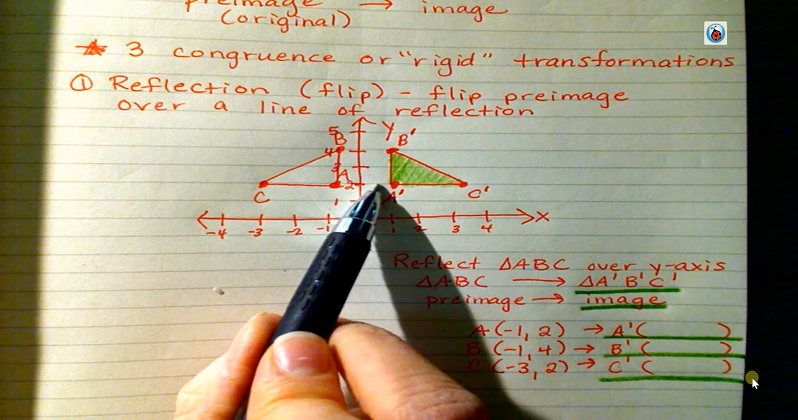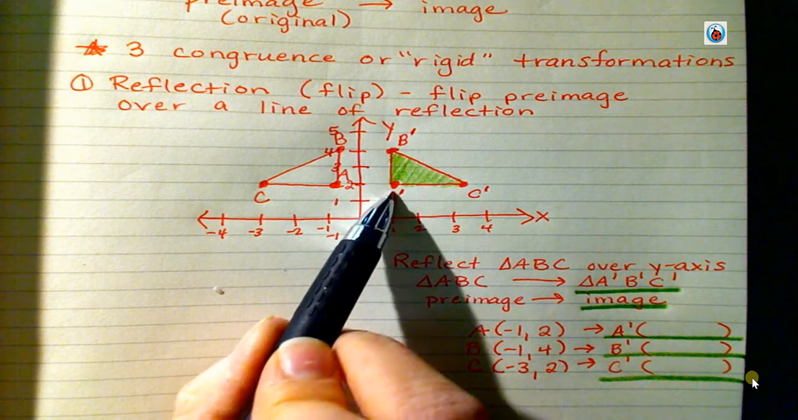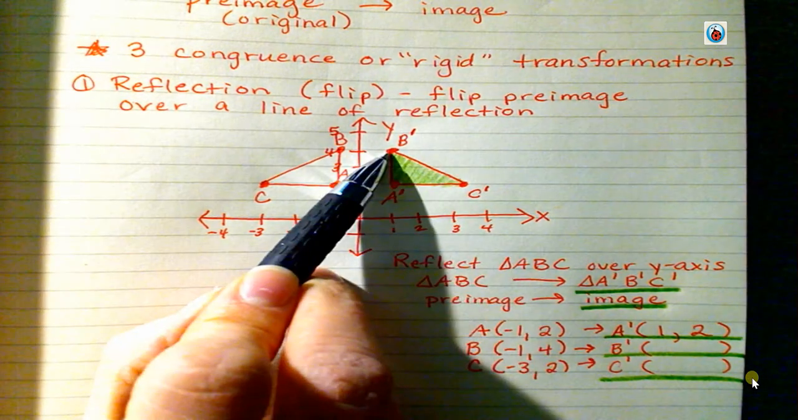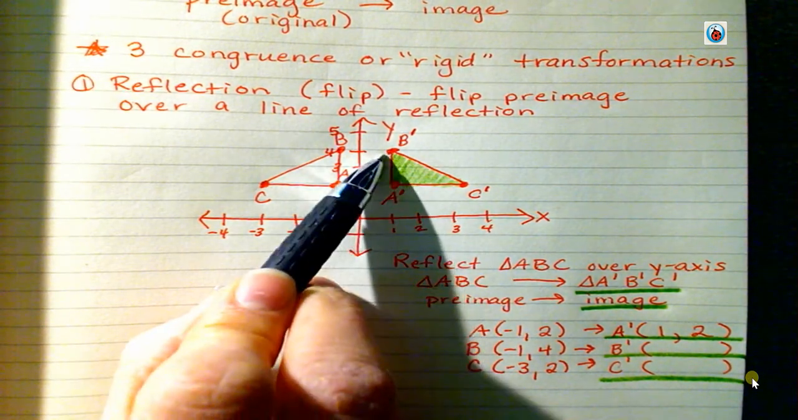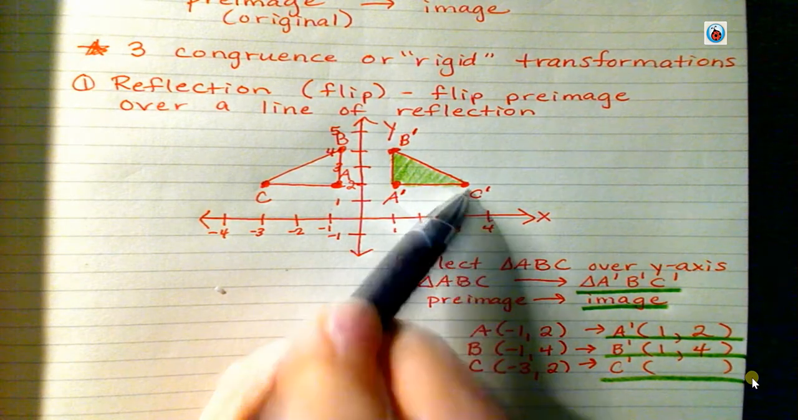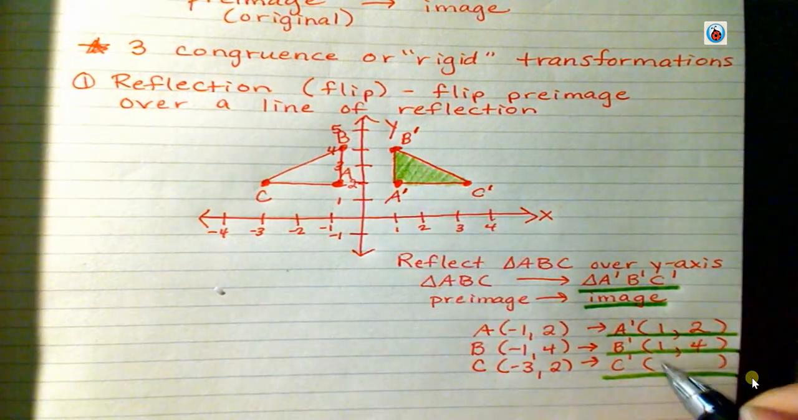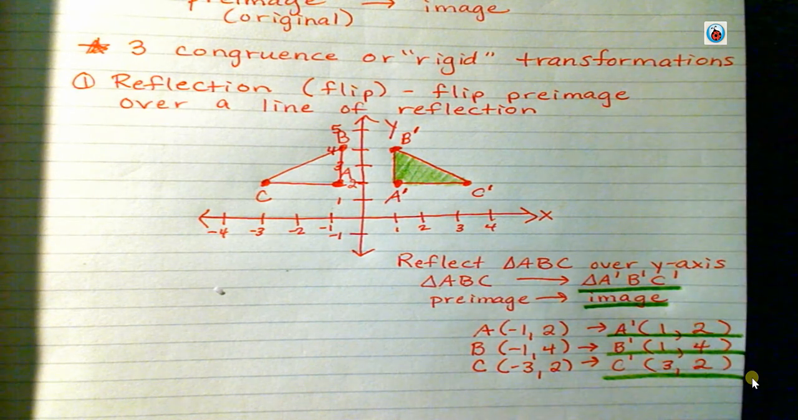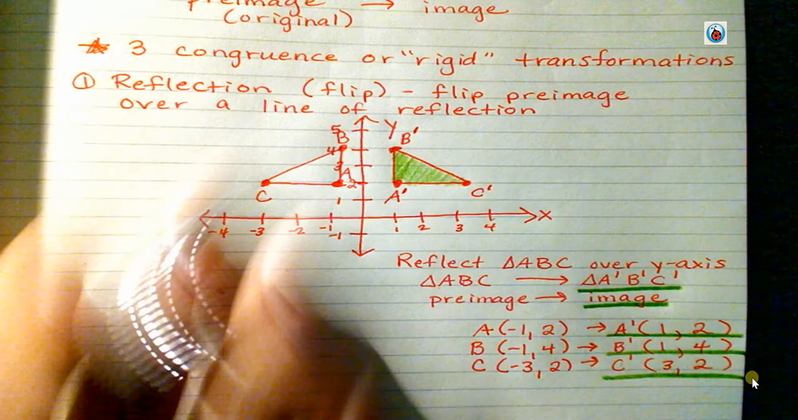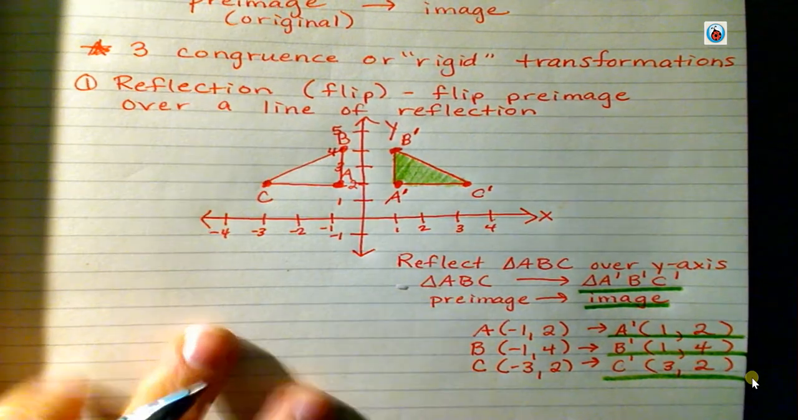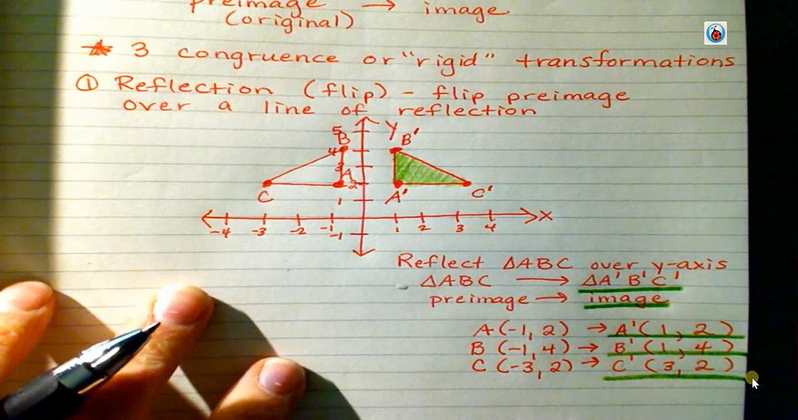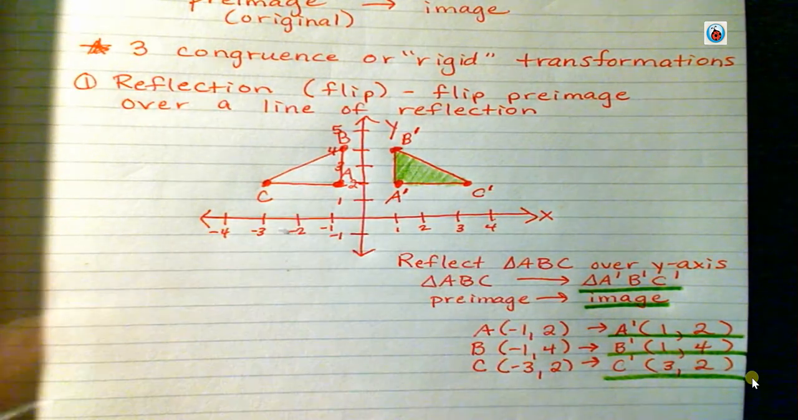So point A prime is now at the location 1, 2. Point B prime is at the location 1, 4. And C prime is at the location 3, 2. This is just a rough sketch and notes. If you're doing homework or a quiz or a test or some other assignment, you need to be using real graph paper, but these are just a rough sketch for notes.